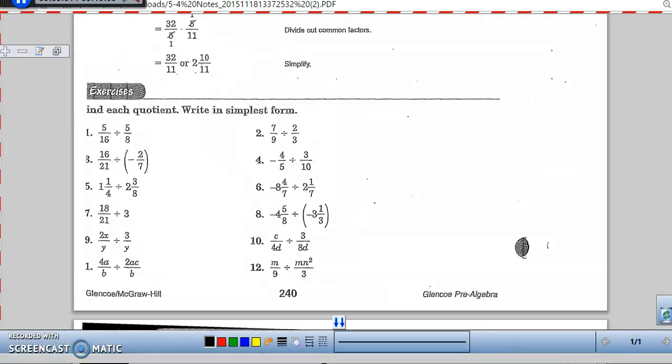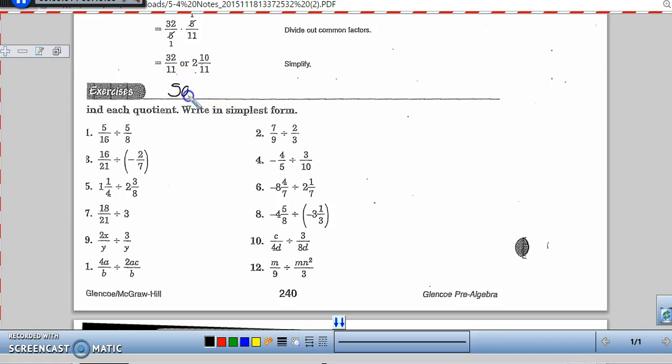Okay, you should be on 5-4 study guide notes. We're going to divide fractions and decimals today. Let's start with the fractions first. The only difference between this and what we did a week or two ago when we reviewed dividing is that there'll be some negatives and there could be some variables in there.